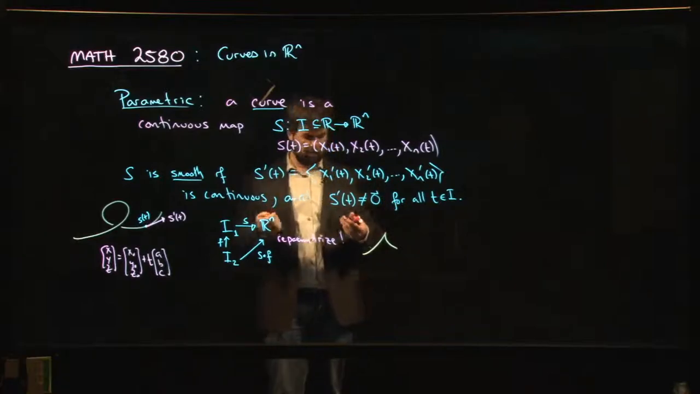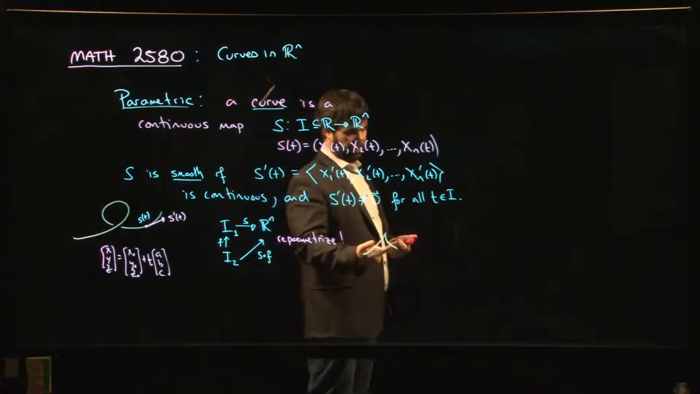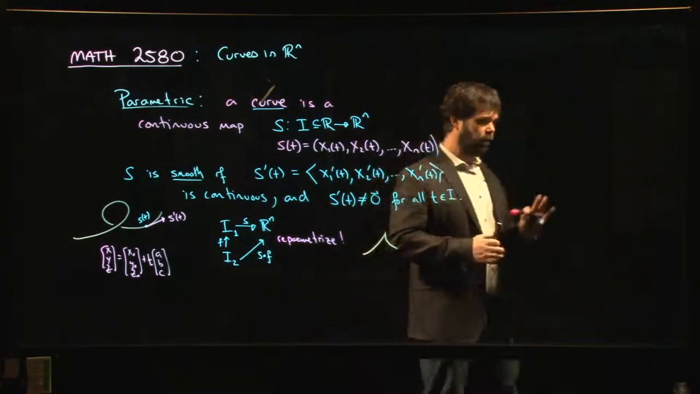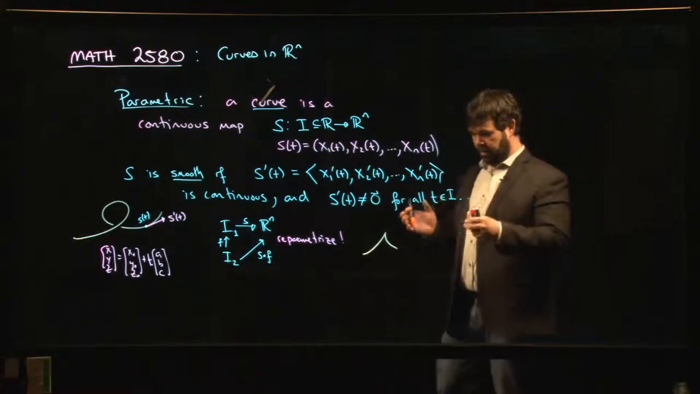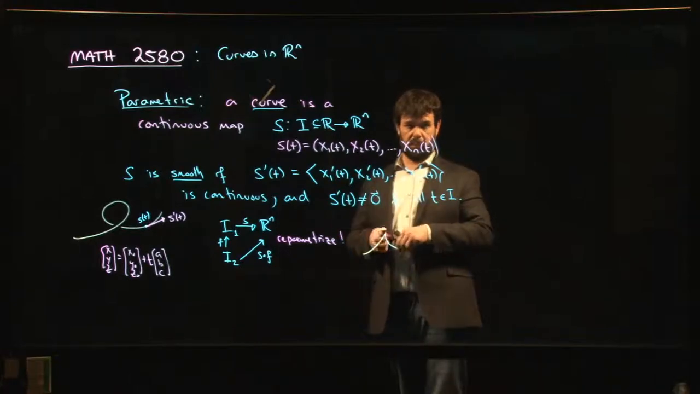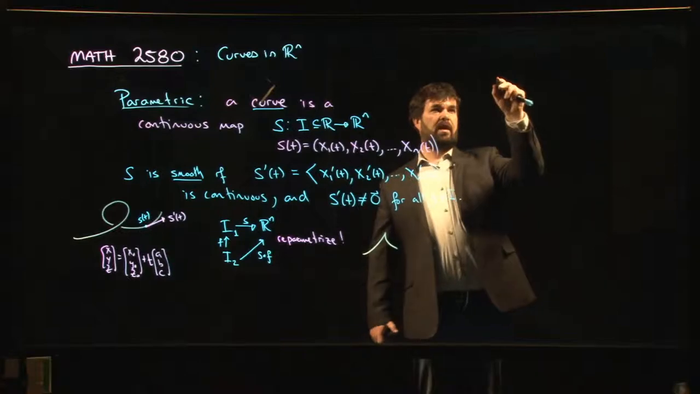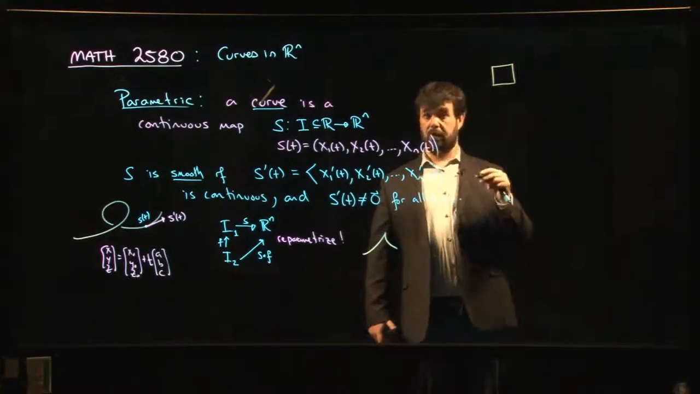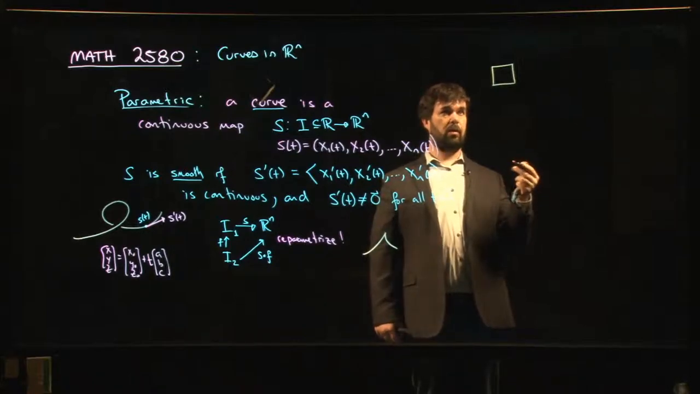We could also talk about what it means to be piecewise smooth, and we would count this as piecewise smooth, right? So S is piecewise smooth. Piecewise smooth means that you have a curve which is formed by joining together a bunch of smooth curves, right? So standard examples that we might encounter are things like, you want to integrate around a rectangle. That's certainly going to come up in some of the examples we're going to do.